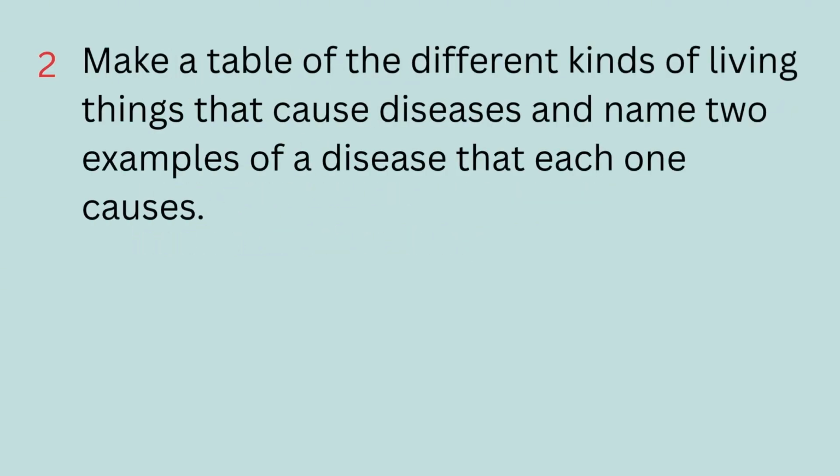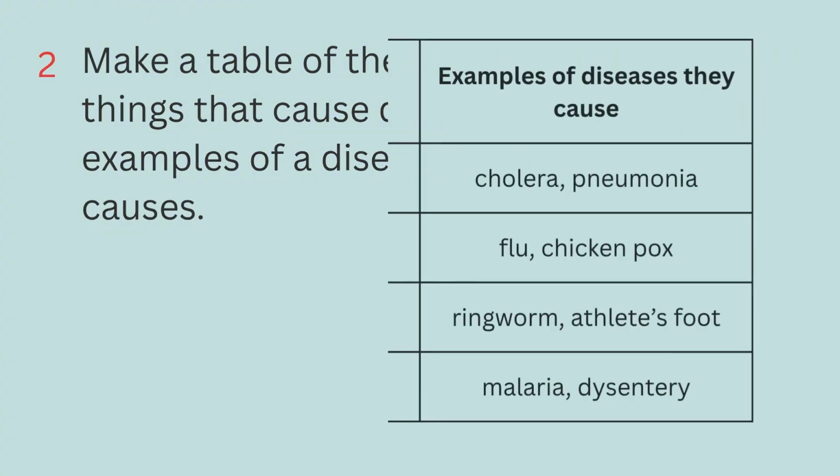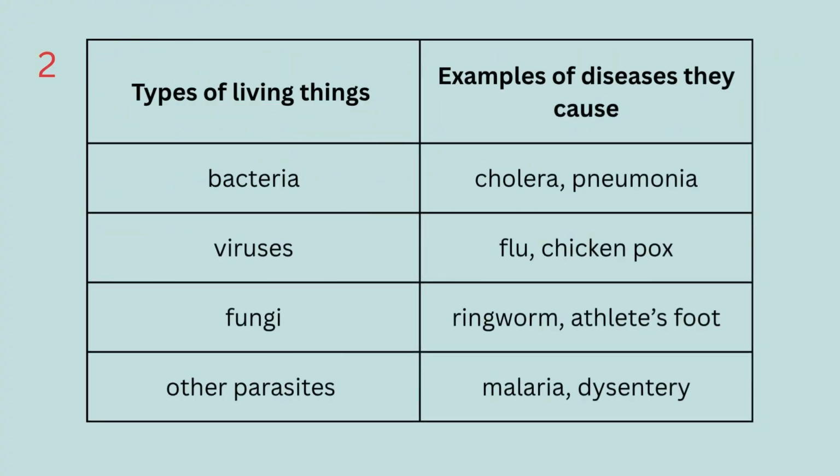Question 2. Make a table of the different kinds of living things that cause diseases and name 2 examples of a disease that each one causes. Types of living things, examples of diseases they cause. Bacteria can cause cholera, pneumonia. Viruses can cause flu, chickenpox. Fungi can cause ringworm, athlete's foot. Other parasites can cause malaria, dysentery.